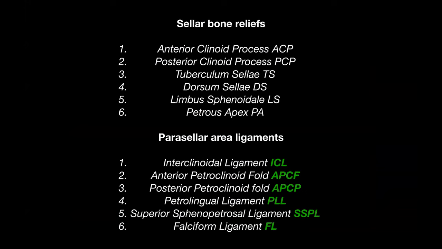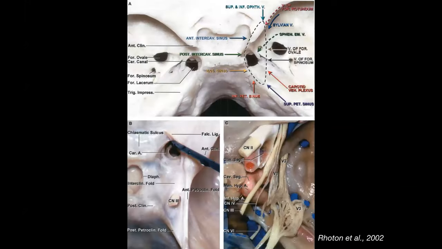And then you can imagine if you superimpose the ligaments on the skull base bone, you will have this kind of view on the left corner from Rhoton, and all of the drawn oculomotor triangles, as you can see on the left corner.